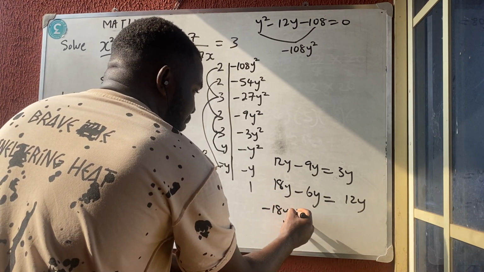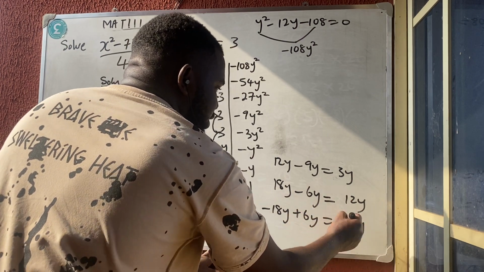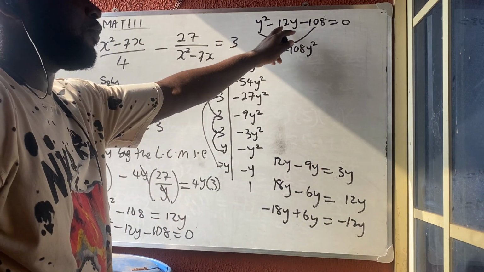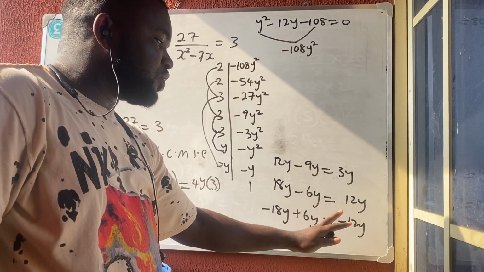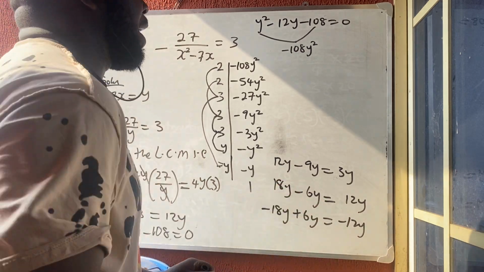Change the sign of this one, I'm having plus 6y. Change the sign of this one, I'm having what? Minus 12y. You see, you have gotten exactly what you're looking for. So anywhere you see minus 12y, you are going to put what? Minus 18y plus 6y. So as simple as that.